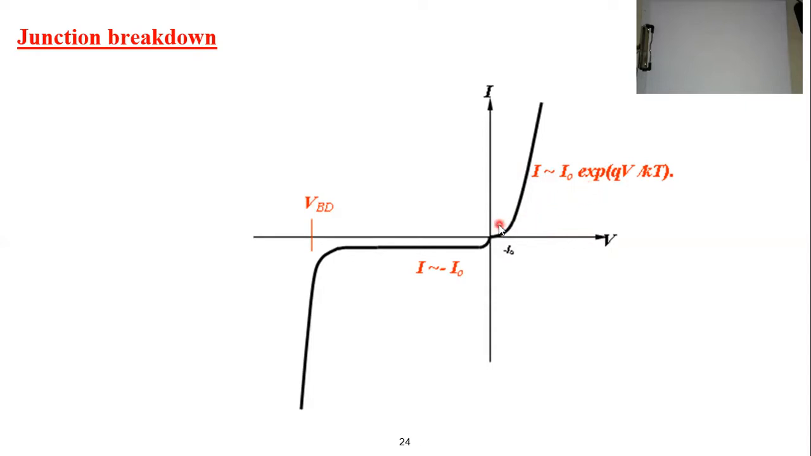On the other hand, when you apply a reverse bias to the junction, you will have a very limited current due to the minority carriers, till you reach what's called the breakdown voltage. Then the current starts to increase significantly, and you will have a breakdown of your device. This is generally how the IV characteristic curve looks.